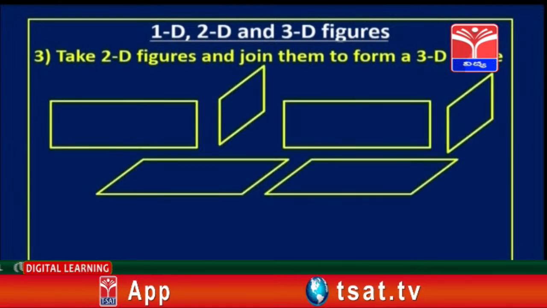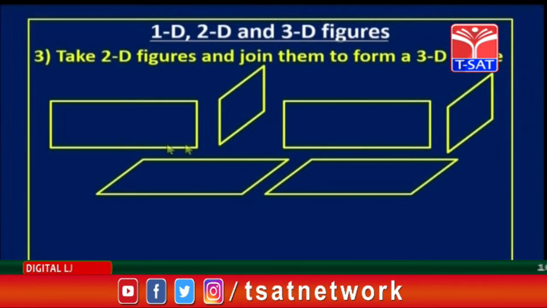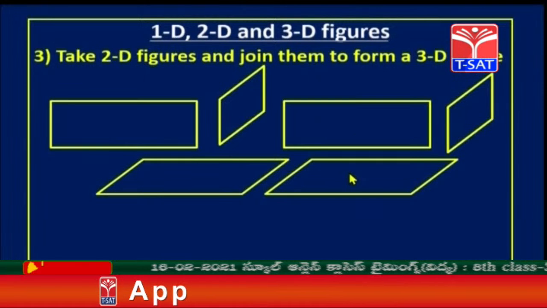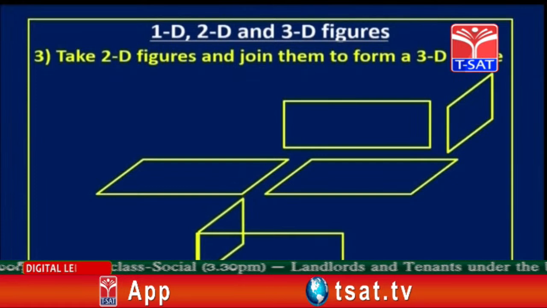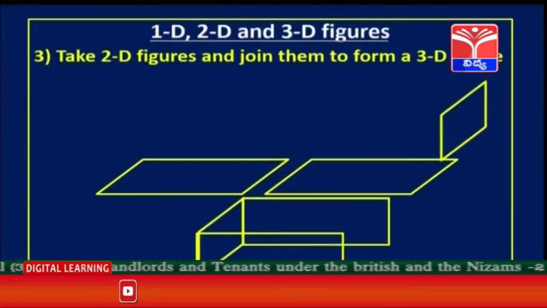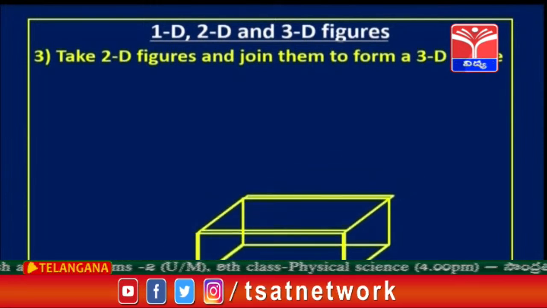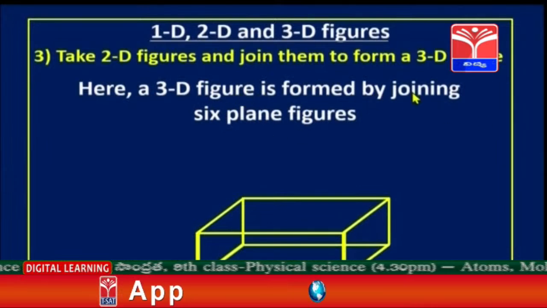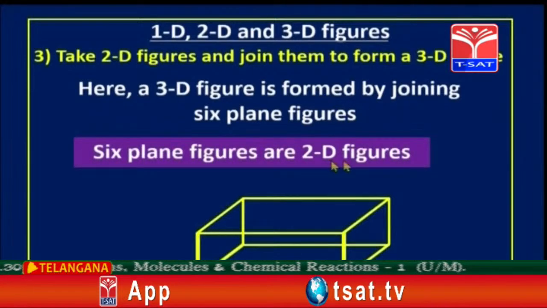Now, what I am doing children here? Yes, I am taking all plane figures. You can observe children here 1, 2, 3, 4, 5, 6. I am taking 6 plane figures which are 2D, means which are 2-dimensional. Now, what I am doing children? Yes, I am trying to move one by one so that it is forming a closed object. Now, the object which is formed is a 3D shape. So, here a 3D figure is formed by joining 6 plane figures. 6 plane figures are 2D figures.